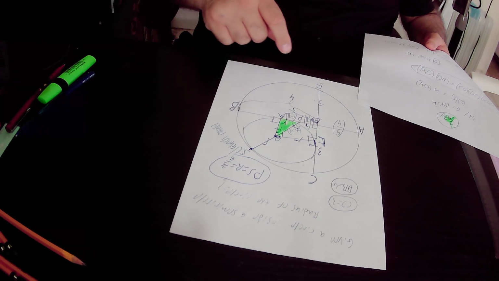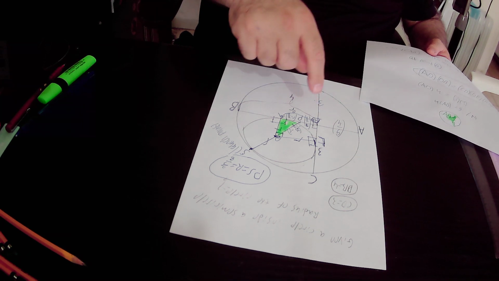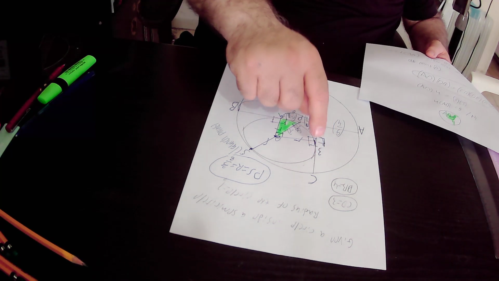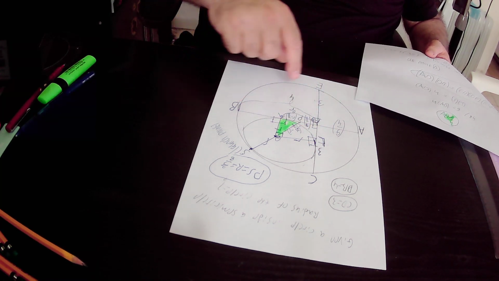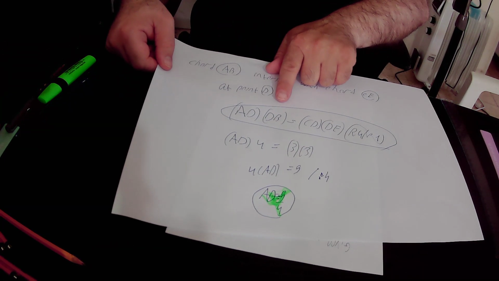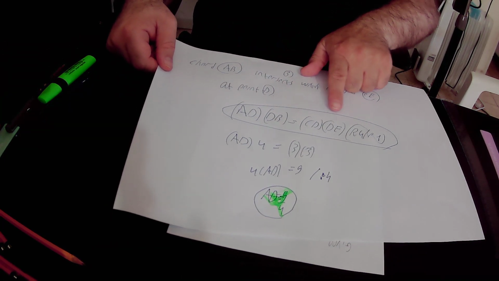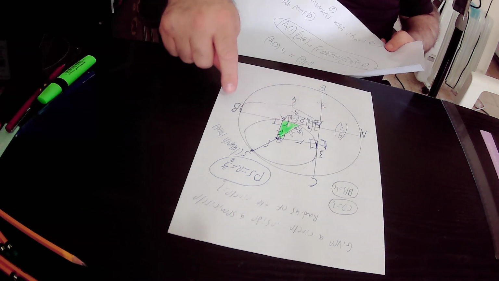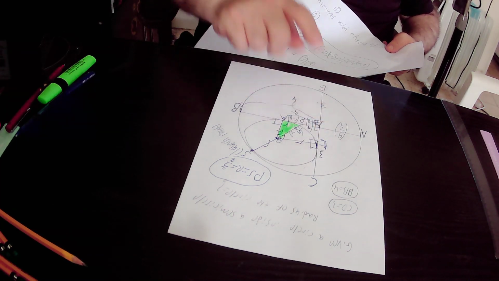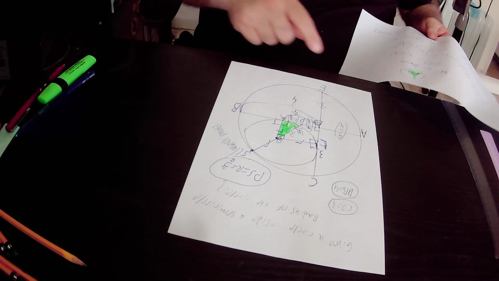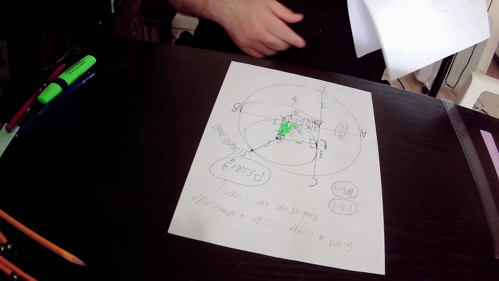According to rule number 1, we get that AD times DB equals ED times DC. I repeat again, AD times DB equals CD times DE according to rule number 1. AD is the missing line segment.